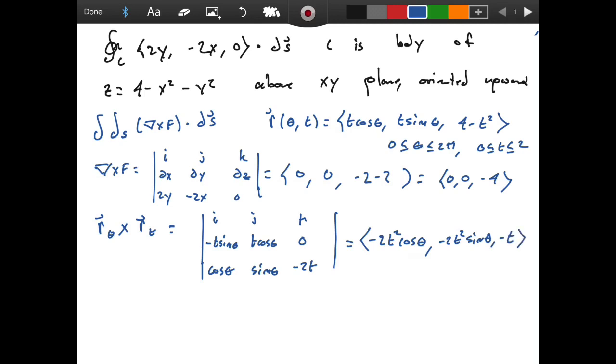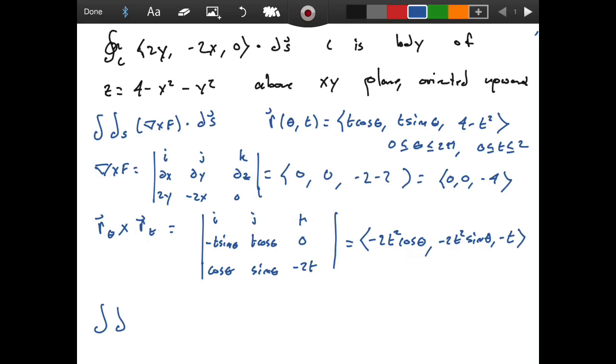Okay, so is this the right pointing vector? It's not, because we want the outward pointing normal vector. So this means the z component needs to be positive, and the z component here is negative. So the normal vector that we need is minus 1 times this.